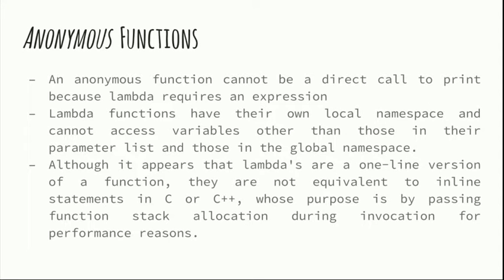An anonymous function cannot be a direct call to print because lambda requires an expression. Lambda functions have their own local namespace and cannot access variables other than those in their parameter list and those in the global namespace. Although it appears that lambdas are a one-line version of a function, they are not equivalent to inline statements in C or C++, whose purpose is by-passing function stack allocation during invocation for performance reasons.